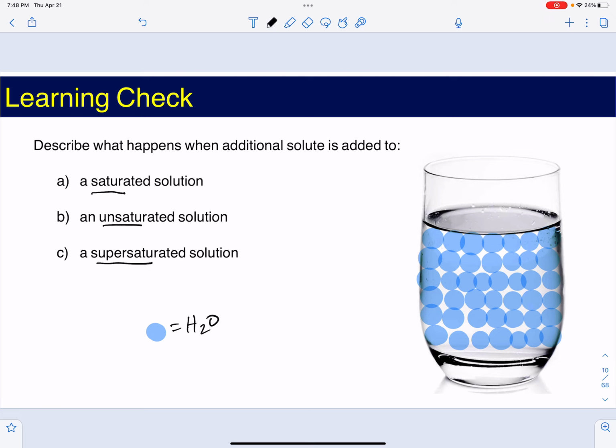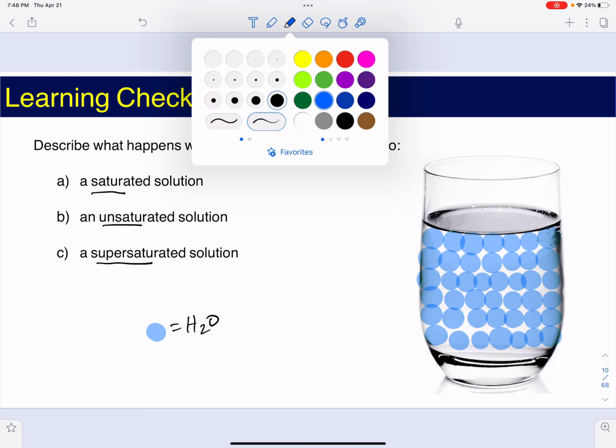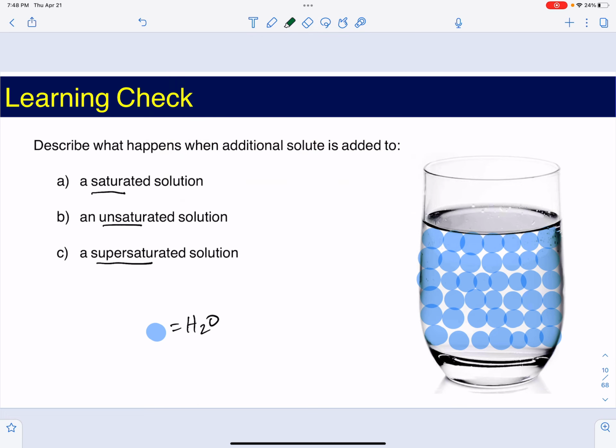And now let's say that I'm going to put, let's take a good one here. That would be, let's use this one. And this one is going to represent sugar. So if I put sugar in the water, which is going to be a solid, so it's going to be a bunch of them together.